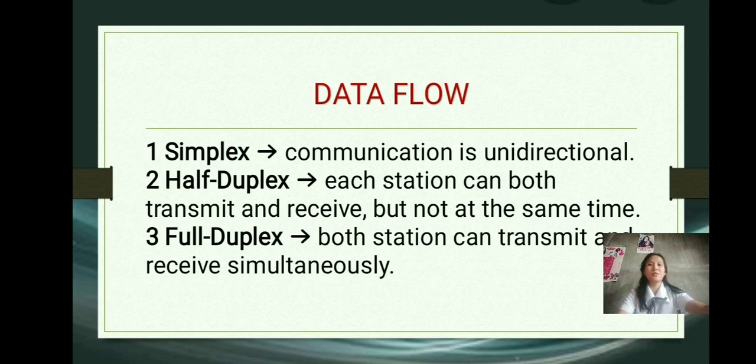First one is we have the types. First one is the simplex. Communication is unidirectional, so the data is transmitted in one direction only, from one system to another system. For example, television is an example of simplex mode, because the broadcast sends signals to our TV but never receives signals back from our TV. This is unidirectional transmission. This is the example of simplex.